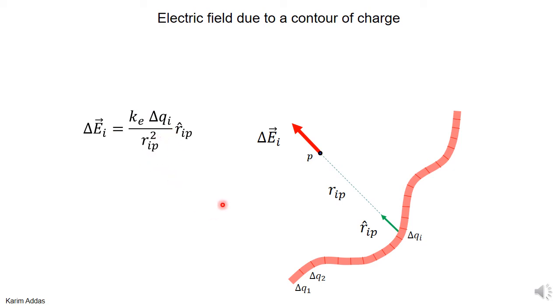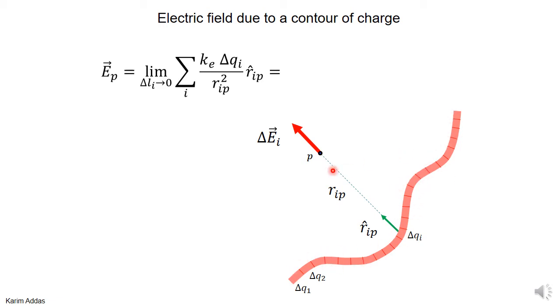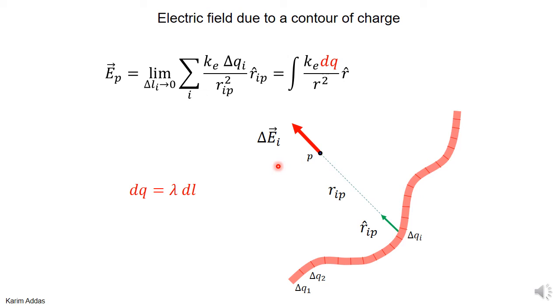So now, how would you get the electric field due to all these elements? Clearly, you have to add them as vectors. So this is an expression for the summation. You're adding the electric field due to each of the elements, and then you have to take the limit when the size of the elements of length tends to 0. This limit of sums can be written as an integral. Formally, it can be written as integration of Ke dq over r squared r hat.